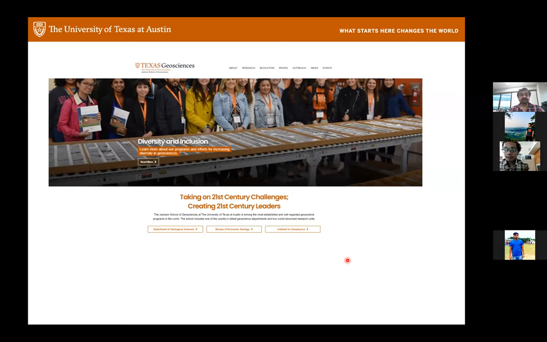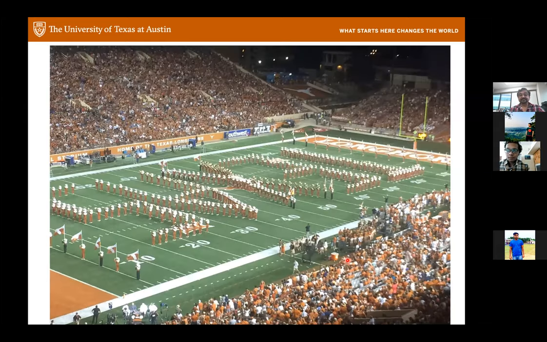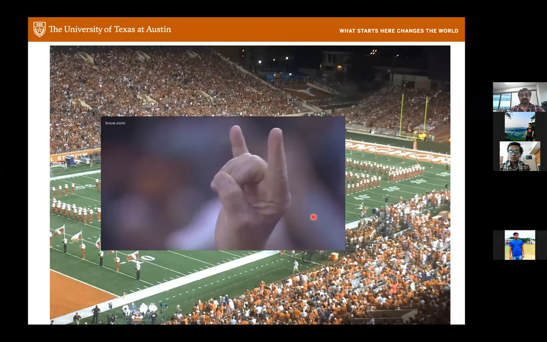We're also quite crazy about football. And this is a picture from a game, and you can see the band lined up as Texas. Hook 'em on. Thank you very much, and I'd be happy to take some questions. This is where I'd like to stop.